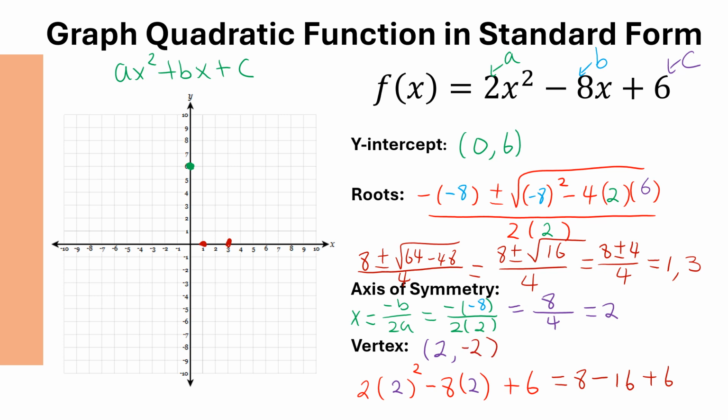And you have to decide if this vertex is the minimum or the maximum. So since my a value is 2, which is greater than 0, that means your parabola is going to open up, so therefore this is a minimum value. So when you plug in your (2, negative 2), you know that from the vertex, your parabola is going to open up. So now you can connect those points, and this is the parabola, the graph, for this quadratic function.